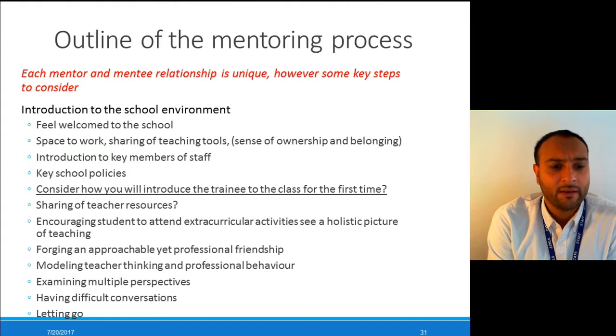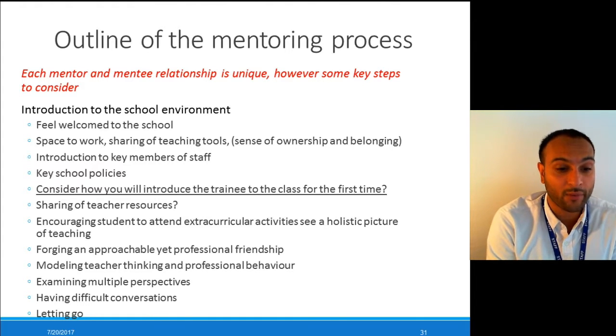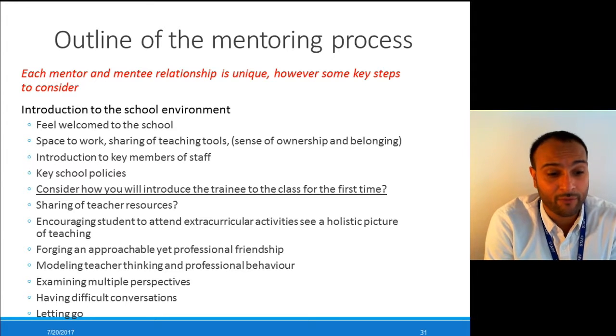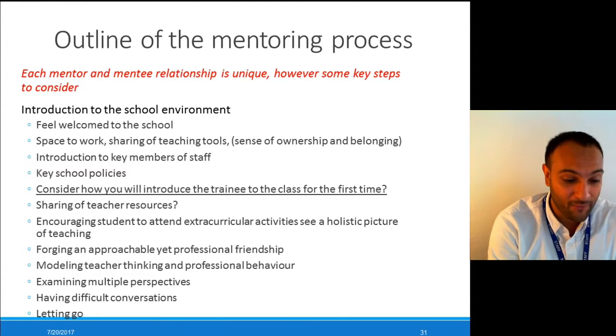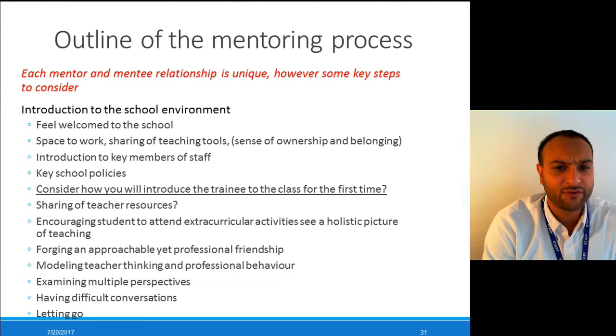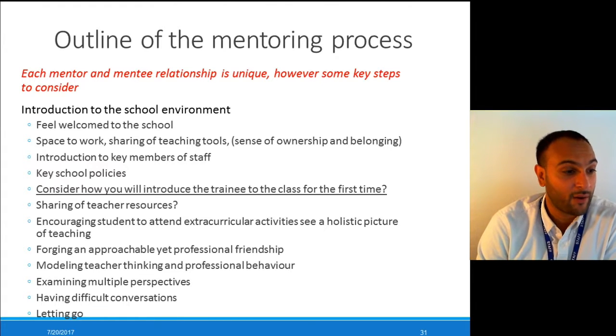Encourage a trainee to get involved with school activities, giving them a holistic picture of the school, and also ask the trainee about themselves and their background. Is this the first time they're living away from home? How much teaching experience do they have? General background questions so that you're able to paint a larger profile of this trainee as well.